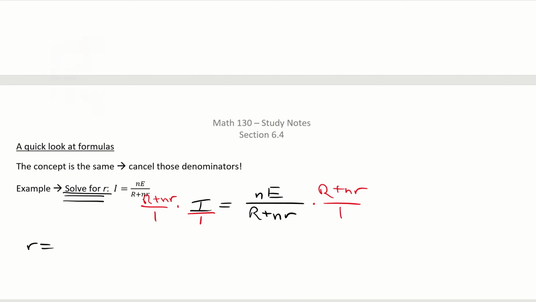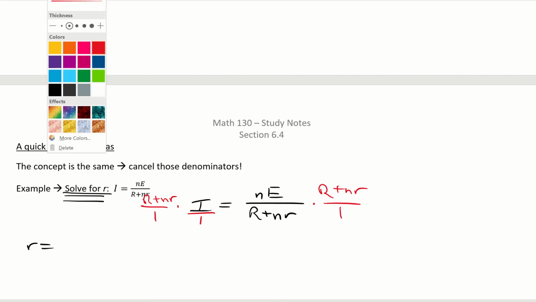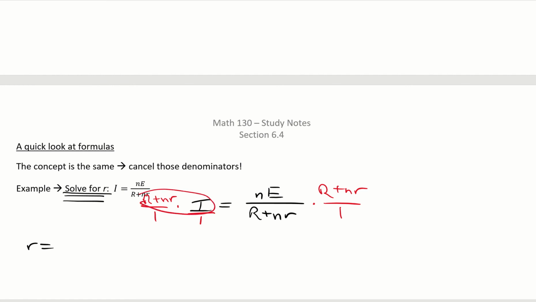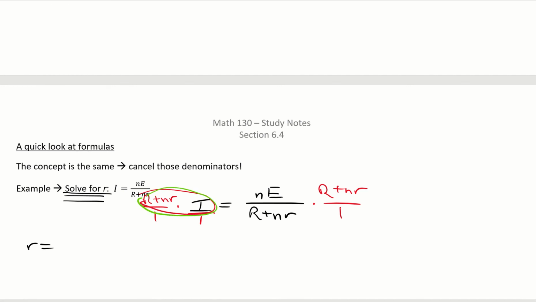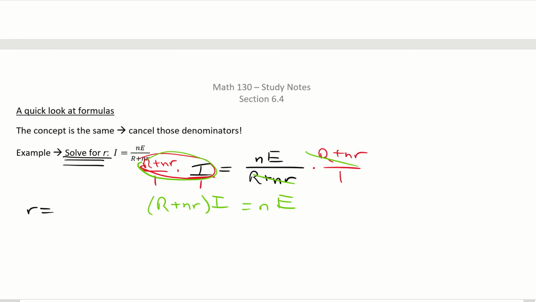So let's get the right color going. There's no cancellation here, so this is what we've got. Right there. So we have R plus n little r times I is equal to, cancel, cancel, nE. You get good at this, you just start throwing things around without all the rigmarole.